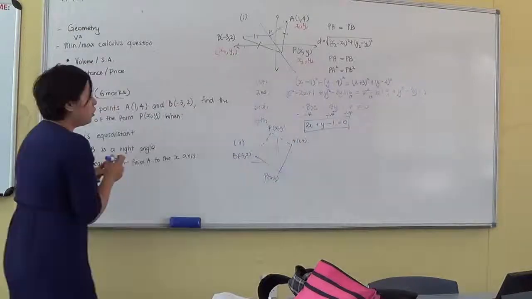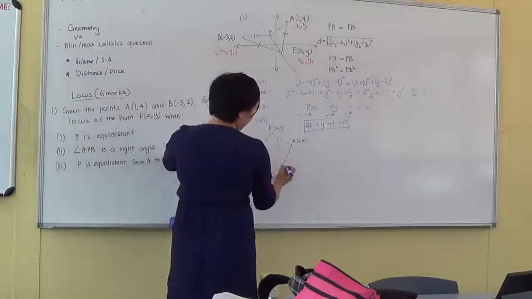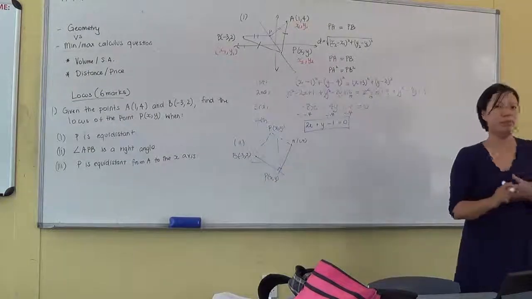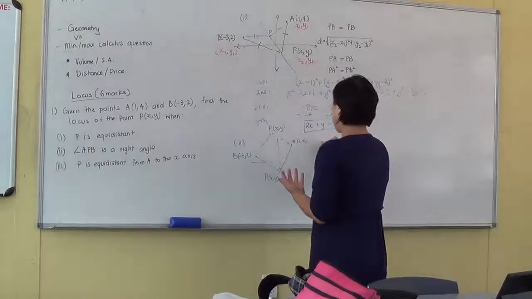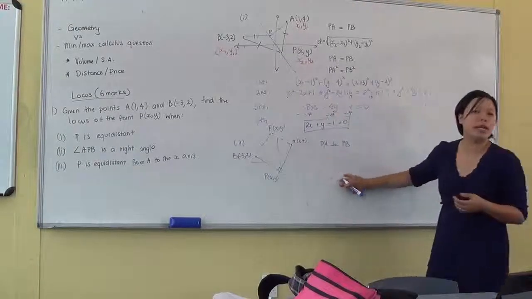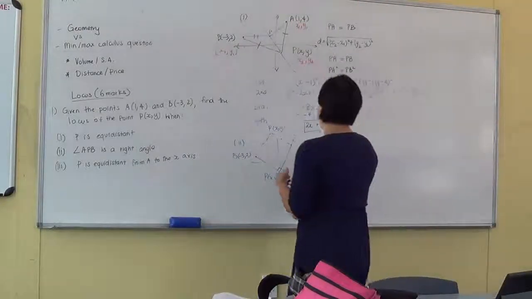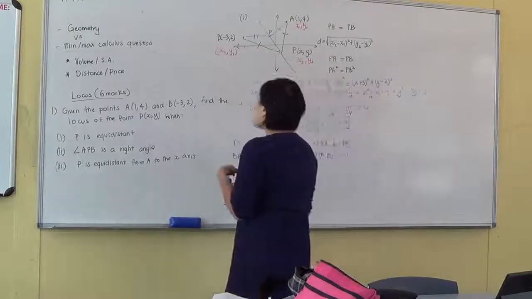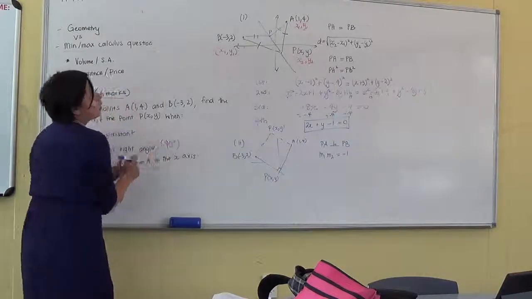We just need to find the locus where APB is a right angle. So right angles refers to what? Perpendicular. Yeah, perpendicular, so we want to show that PA is perpendicular to PB. How do we show that? They're gradients. To show that PA and PB are perpendicular, we use that M1 times M2 equals -1. Whenever you see 90 degrees or a right angle, instantly you have to think of perpendicular and gradients.